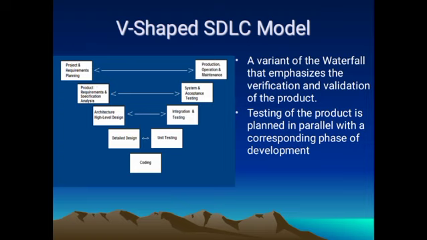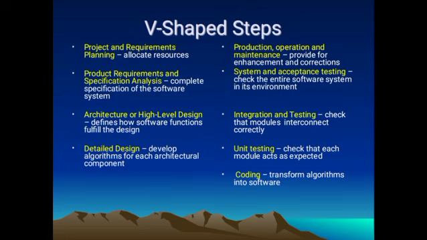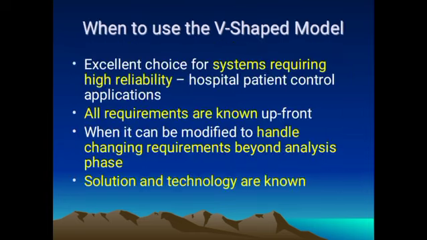V-shaped SDLC model, a variant of the waterfall that emphasizes the verification and validation of the product. Testing of the product is planned in parallel with a corresponding phase of development. V-shaped steps: project and requirements planning, product requirements and specification, architecture or high-level design, detailed design, coding, unit testing, integration and testing, system and acceptance testing, operation and maintenance.